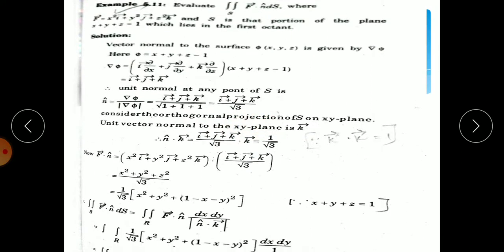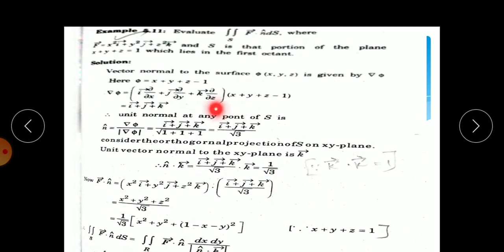Now consider the orthogonal projection of S on the xy plane. The unit vector normal to the xy plane is k vector, because the xy plane is perpendicular to the z axis, so that is k vector. So n cap dot k vector equals, n cap is this one and k vector is k, so k dot k equals 1, the remaining will be 0, so 1 by root 3 will come. Now f vector dot n cap, which we just found.